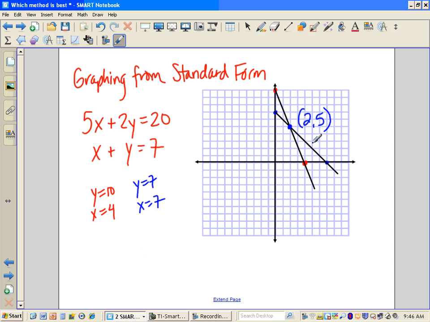The intersection point is 2, 5. Now if I want to check, I could just plug that in. Is 2 plus 5, 7? Yeah, it works for that one. 5 times 2 is 10, plus 2 times 5 is 10, that's 20, perfect. So I just did a little verbal check there. That intersection point is the solution to both equations. Graphing from standard form, I'm using the x and y intercepts, and then connecting them with a line.